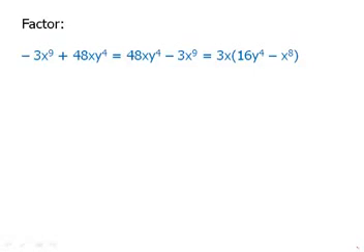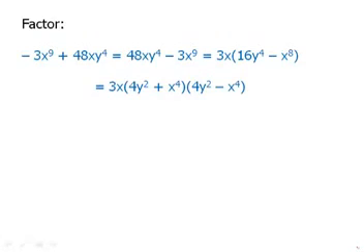Well, those are both even powers, so they're both squares, and of course 16 is a square. So 16y to the 4th would be the square of 4y squared, and x to the 8th would be the square of x to the 4th. So we can factor this into this. Now notice that that last parenthesis, 4y squared minus x to the 4th, is another difference of squares.